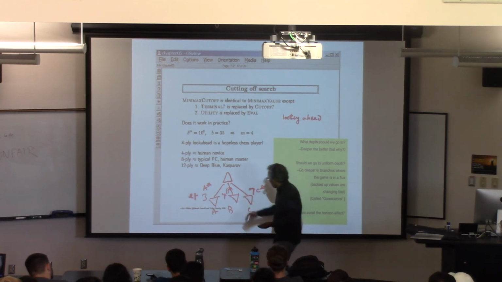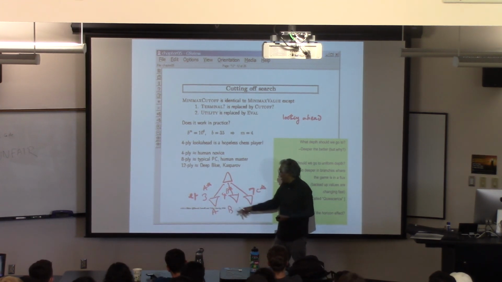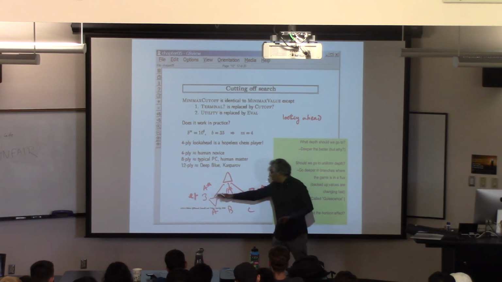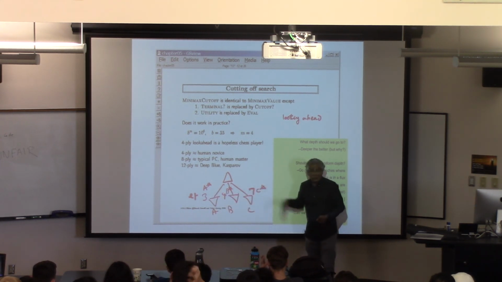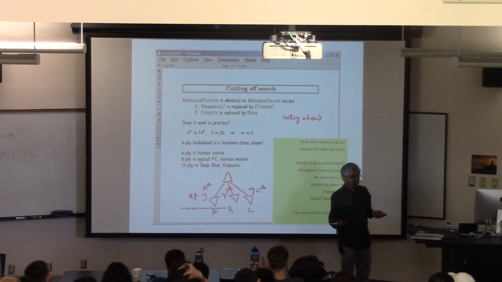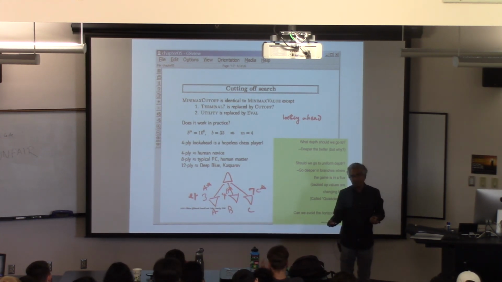The vector that you get when you go a little deeper, that might be instead of 3, 4, 7, it might be 2, 9, 8. You're assuming that 2, 9, 8 would be closer to A star, B star, C star. That's what I mean by saying deeper means better.